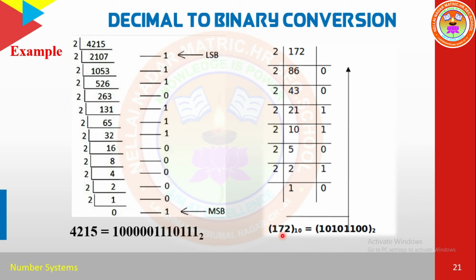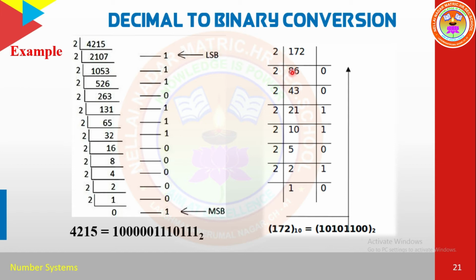How is it possible? We are following method number 1, that is what? Repeated division by 2 method. See that? Repeated division by 2. Got it? Why are we following repeated division by 2? Because we are converting to binary. So binary means the base value is what? 2. So that's why.